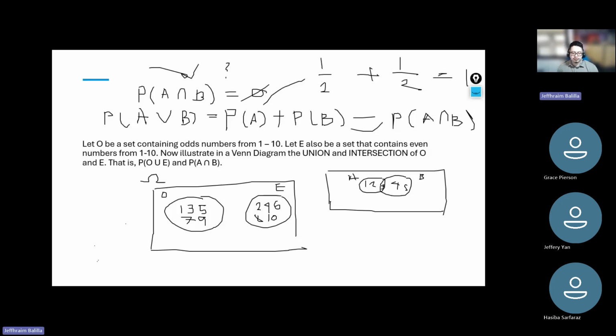The probability of O would be 5 out of 10, and the probability of E would also be 5 out of 10. If you get that, it will just be this. If they are disjoint or mutually exclusive, you'll get a total probability of 1. Do you follow, right? I have a question.